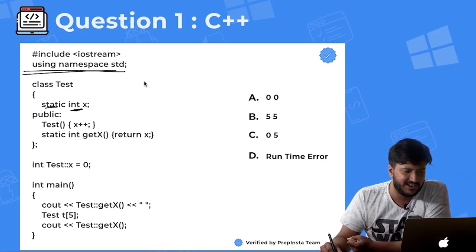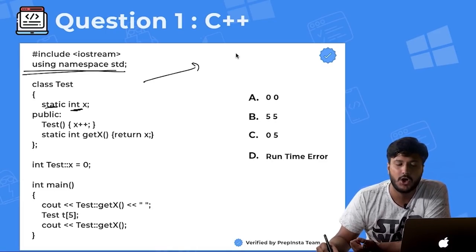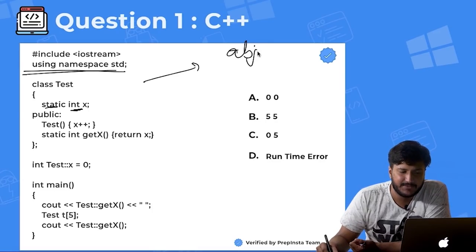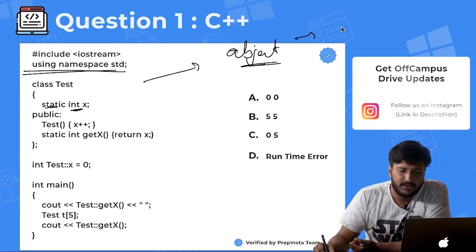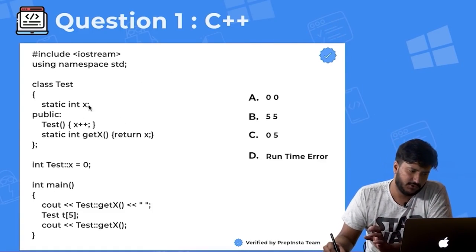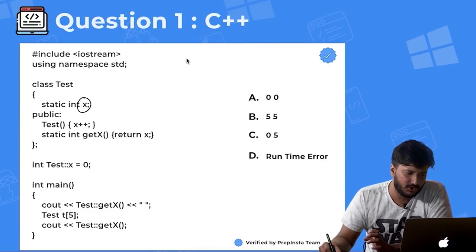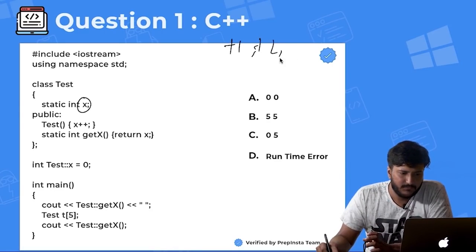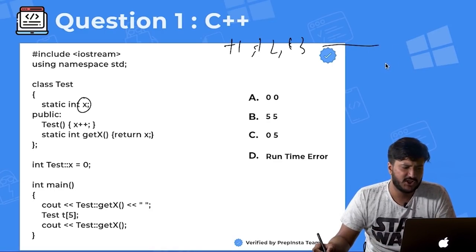So basically, a static variable is shared across all the objects of the class, right? All the objects share it. So this x is shared across, let's say there are 5 objects: T1, T2, T3, and so on. It is shared across all of them.